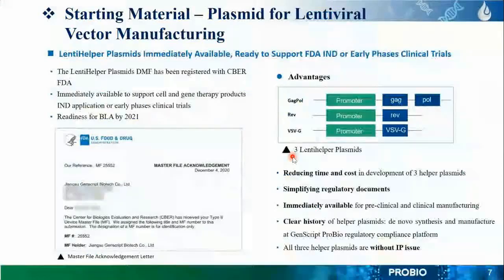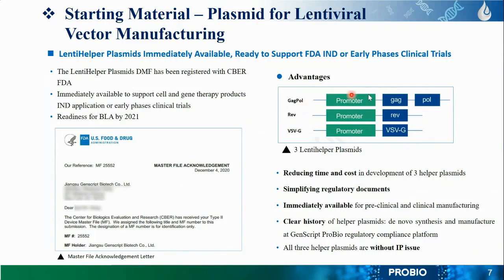Now I would like to mention our plasmids for lentiviral vector manufacturing. The good news is that we have been registered with the FDA, CBER, and we have the reference number as well, which will be immediately available to support cell and gene therapy products. The readiness for the BLA will be 2021. Here we have a screenshot for the acknowledgement.